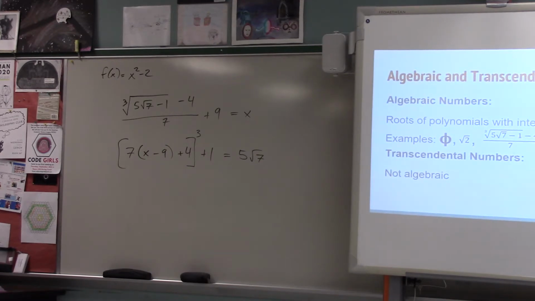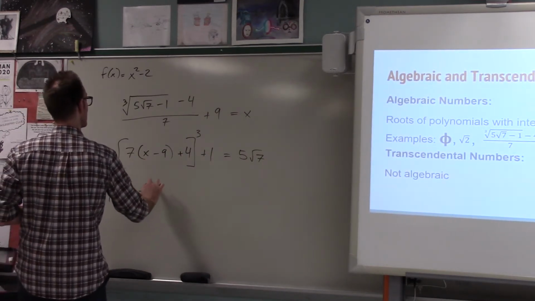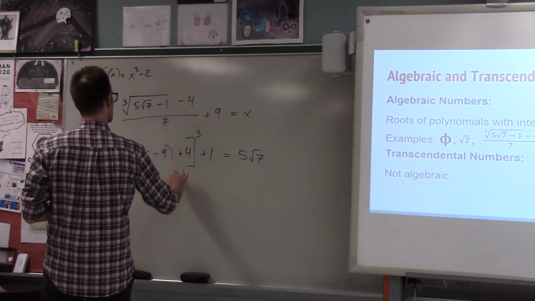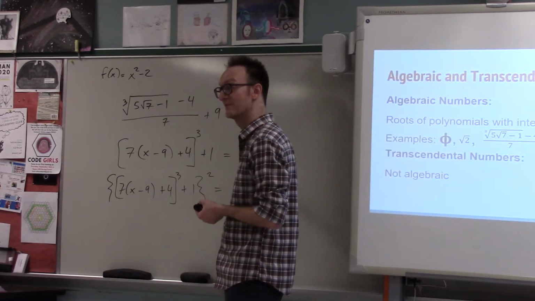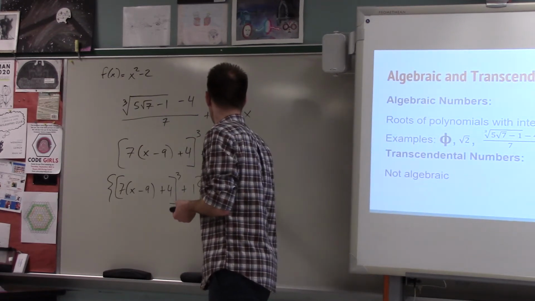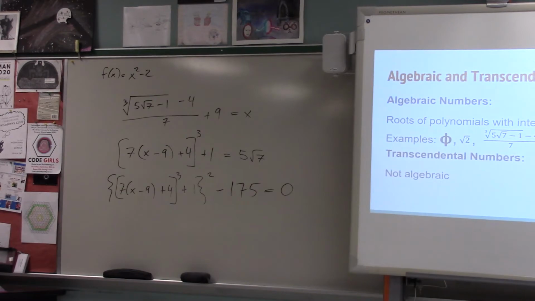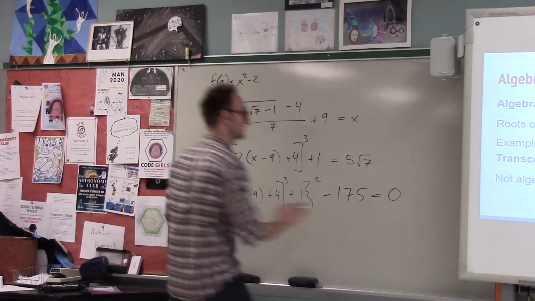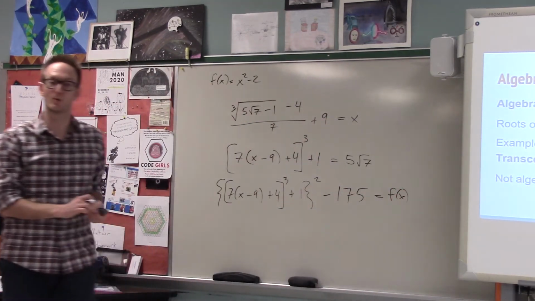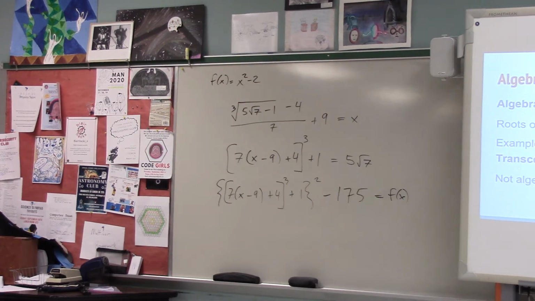Now square both sides, just so I can avoid fractions. So if I square both sides, then I get 7 times (x minus 9) plus 4, that whole thing cubed, plus 1, squared, equals 25 times 7, so that's 175, and then just minus 175 equals 0. Boom! I just created, zoom, zoom, zoom, an equation which is a polynomial and has a root which is this number. Agree? Okay, and so if I just call this my polynomial, then that's a polynomial which has this number as a root. This is an algebraic number. Cool?